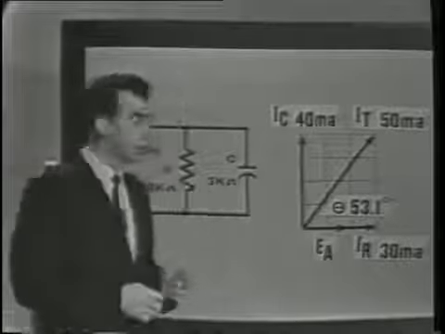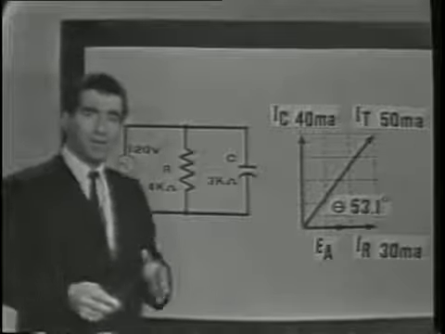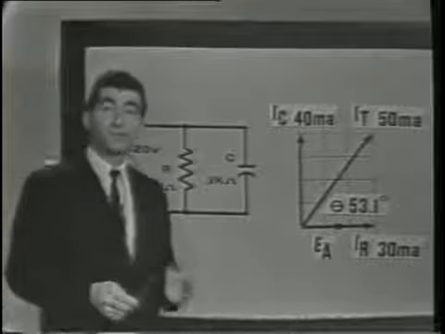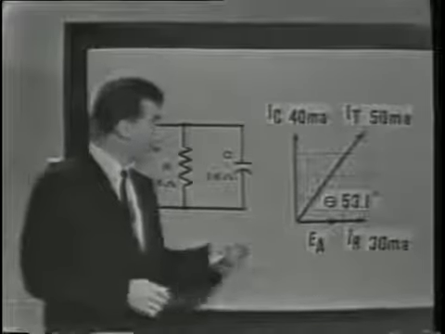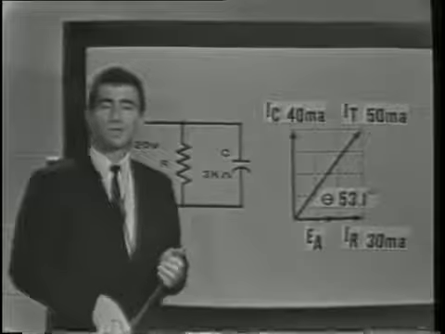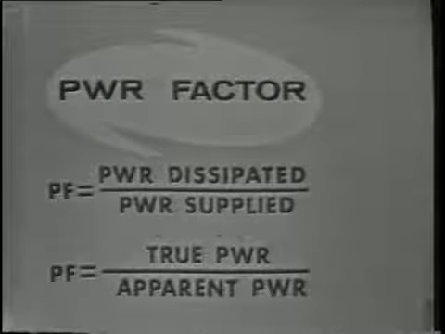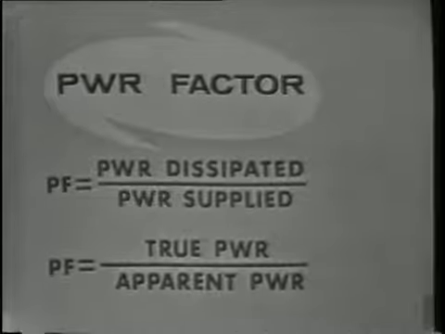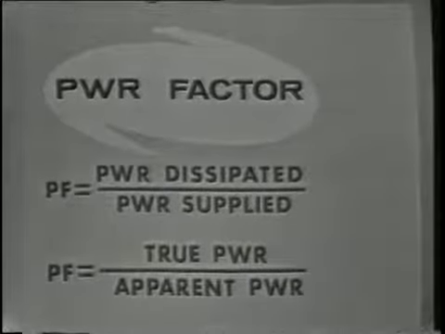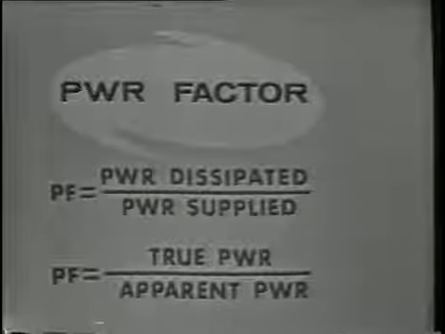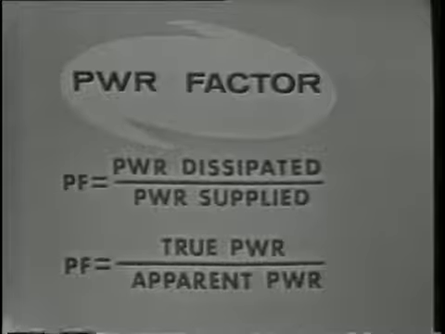For example, a network similar to this one is used to start a split-phase motor, and in some cases will determine the efficiency at which the motor operates. And the phase angle also gives us an indication of the power factor. Power factor, you recall, is the ratio of energy actually dissipated to the total power supplied to the circuit. In other words, the power factor simply indicates what percentage of the power supplied to the circuit is dissipated as heat.